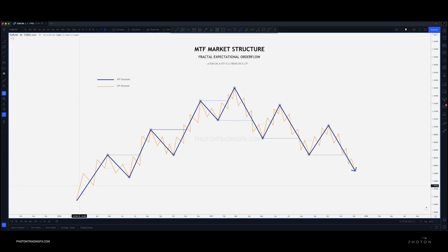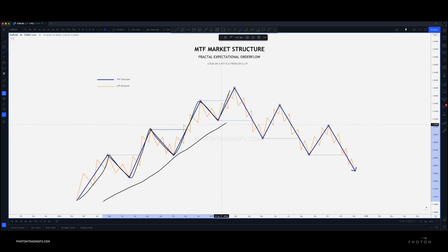And then we pull back to form a higher high, lower low, higher high, and lower low. Now each of those phases, so the pro-trend run, the counter-trend pullback, the pro-trend run, the counter-trend run, they're all called runs, right? Each individual part is called a run, and overall that will give us our higher time frame trend. So in this example, the blue line is our higher time frame structure.